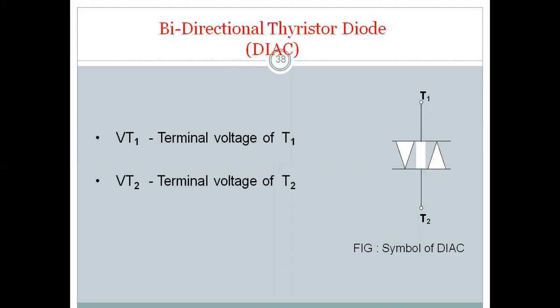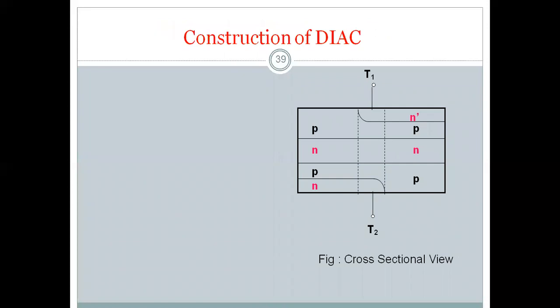The figure shows the cross-sectional view of a DIAC. It consists of a 4-layer PNPN structure and PNPN dash, and has two terminals T1 and T2. These terminals T1 and T2 are connected to P regions of silicon separated by N region.